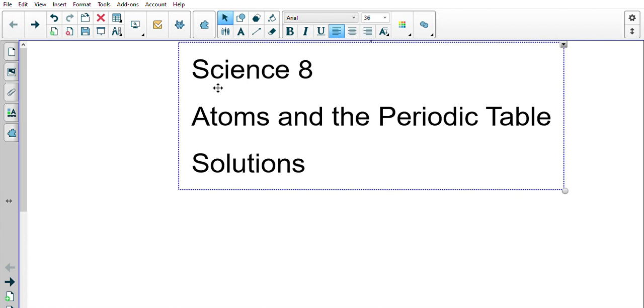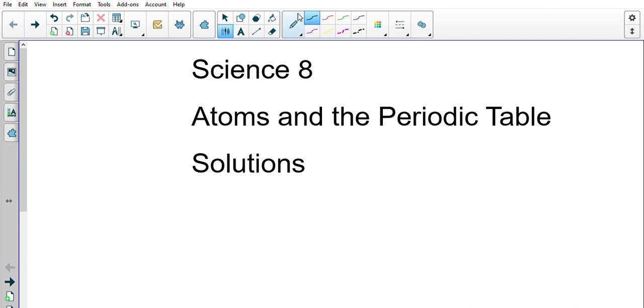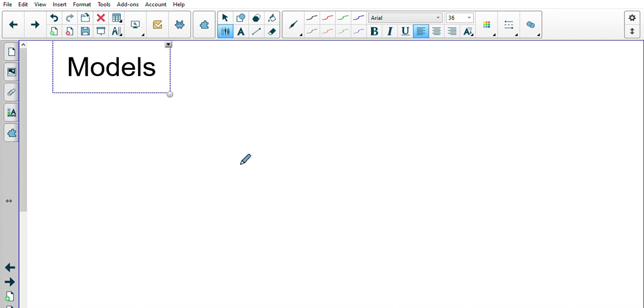Here we are, Science 8, and we are going over the worksheet that I sent out yesterday, just to further explain some of the things that are perhaps there and answer some questions. So, Science 8, atoms in the periodic table, solutions. So, we've been talking about atomic models.